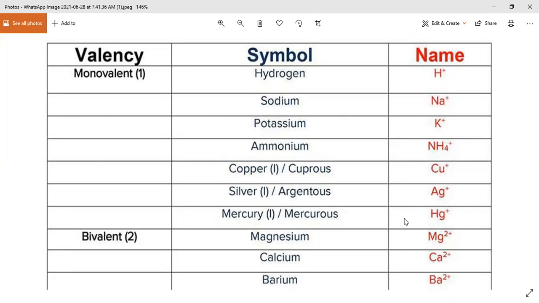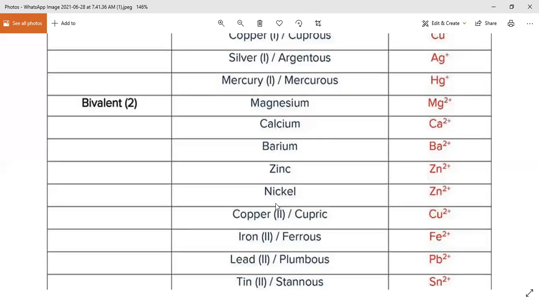Copper 1, that is the cuprous. I will teach you what is the cuprous, what is the cupric and all in the next class. And you also asked about the nitrate, right? That also I'll teach you in the next class. We have a total of 4 tabular columns. Compulsorily you have to write them in the notebook.